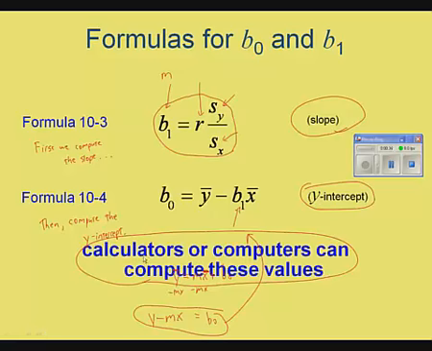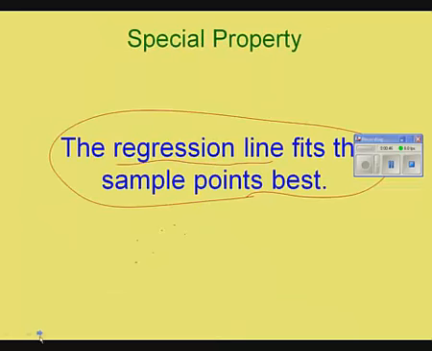And I said calculators or computers can compute these values for you. And we're going to take full advantage of that because I mentioned to you last time, you need Calc 3 to really understand how this works. And we're not going to get there this semester.